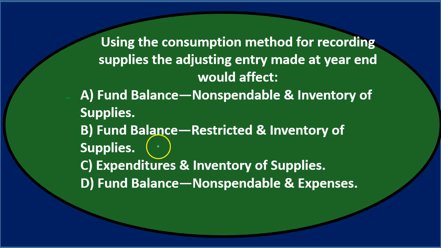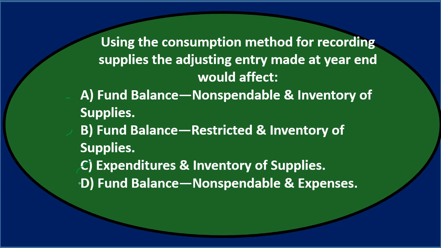B says fund balance restricted. So again, we've got the fund balance with something saying it's restricted in some way, and inventory of supplies. That seems somewhat reasonable. C says expenditures and inventory of supplies. This is the one you would most expect related to normal accounting, but it's actually not this one, because we want to fix the fund balance. You have to keep that in mind when you do this adjustment for inventory in the governmental funds. We want to fix the fund balance, so that's actually not it.